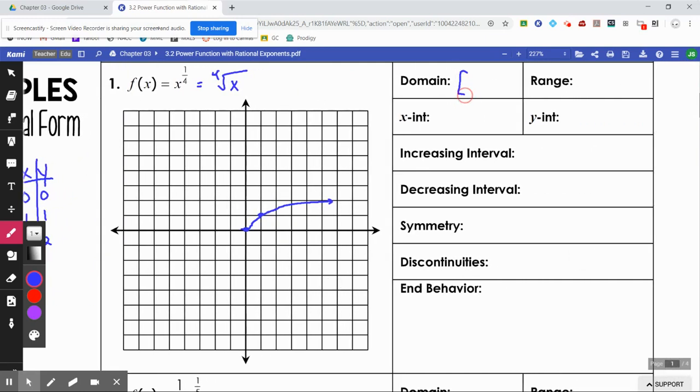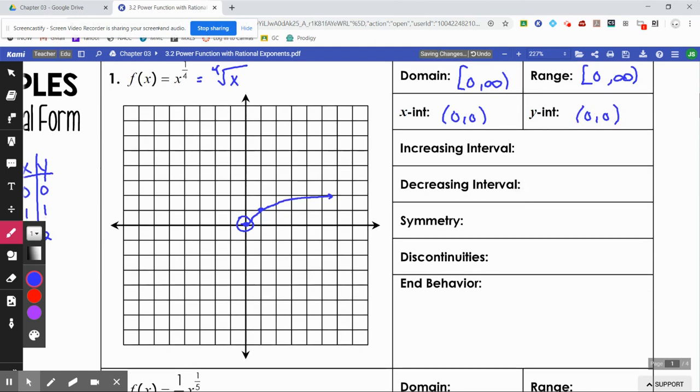Domain of this function, 0 to infinity. The range is also going to be 0 to infinity. Now, it looks like there's an asymptote line here. It is not. This thing continues increasing over the entire 0 to infinity. The x-intercept and the y-intercept is going to be the origin here.